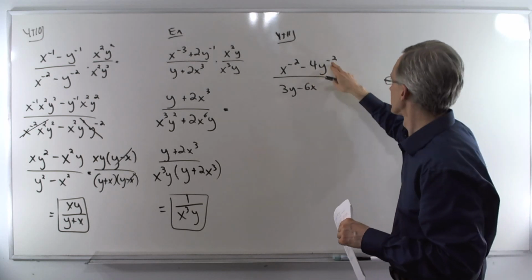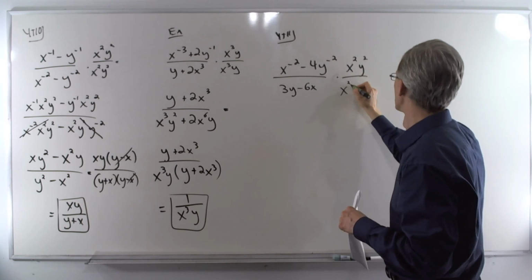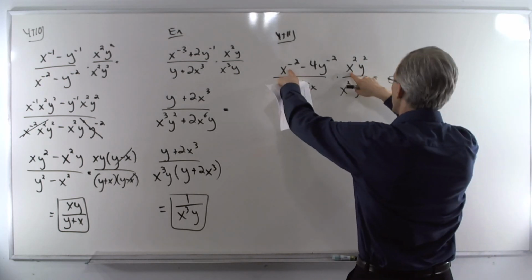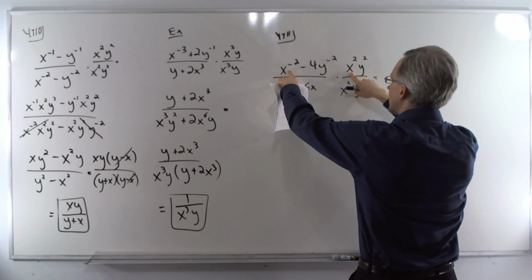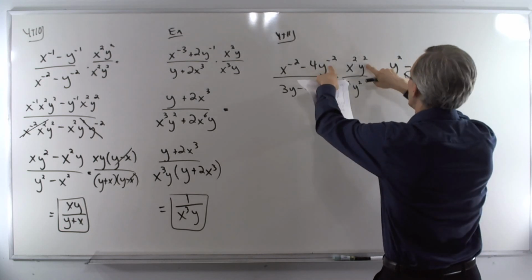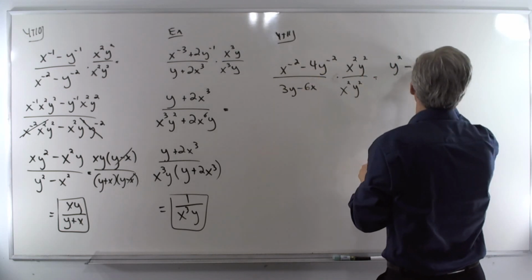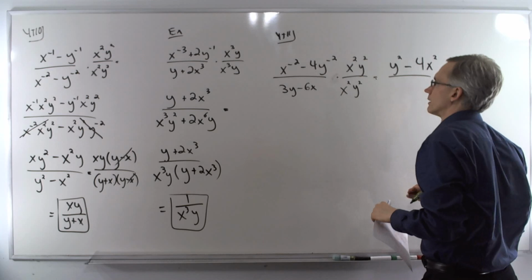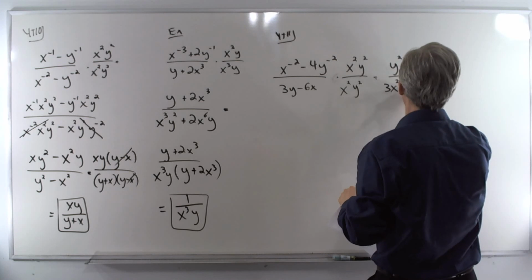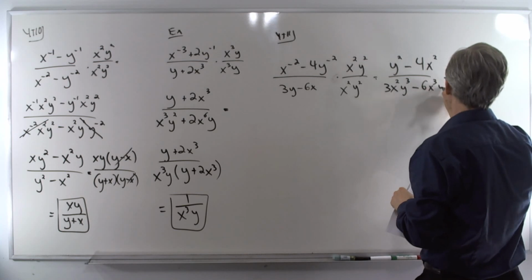All right, take a look at our negative exponents. They're both -2, so we're going to multiply by x squared, y squared. And I will distribute. Distributing here, x squared times x to the -2, those cancel, leaving just y squared. And here, y squared and y to the -2 cancel, leaving -4x squared. On the bottom, here we get 3x squared y to the third. And here we get 6x to the third y squared.